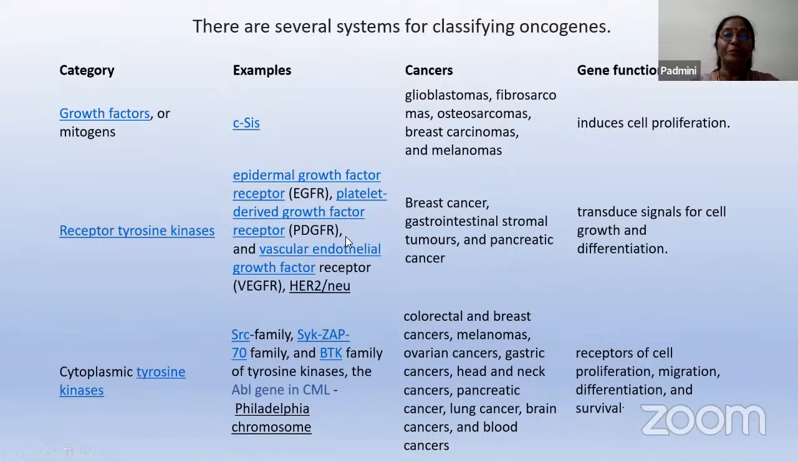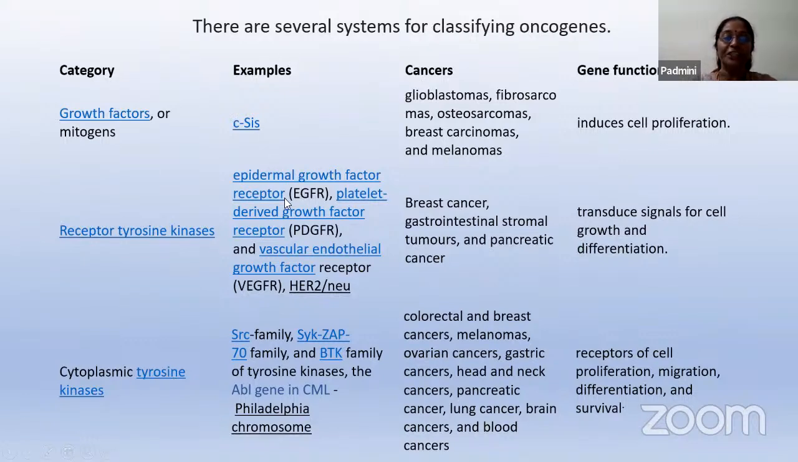Okay, so what are the different types of oncogenes, and what are the cell functions or gene functions they give us? Growth factors or mitogens, the function is it induces cell proliferation. Examples here are CCIS, and if there's a problem in them, that leads to glioblastoma, osteosarcomas, breast carcinomas, or melanomas. When you're talking about receptor tyrosine kinases, their function is to transduce signals for growth and differentiation.